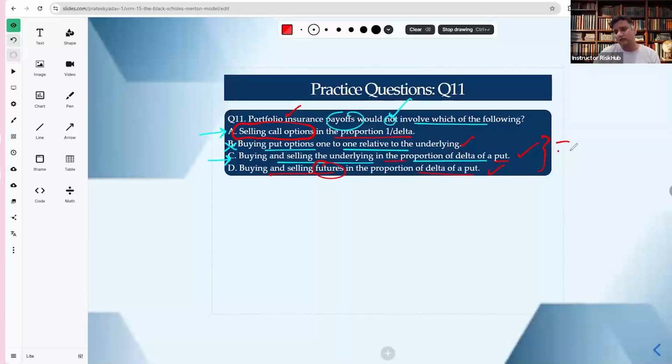Just remember it. You don't need to go how this works. This is protective put, but these also are used. What you do is you buy certain stocks, a certain position you are holding, and you sell the underlying in the proportional delta put. So this is also insurance strategy. These two are also insurance strategies, and you calculate it by delta of a put. So these last three are insurance strategies. This one is your delta neutral strategy. The question was asking which of the following is not an insurance strategy. Selling call options is delta neutral strategy. Just remember it. Don't go deep.